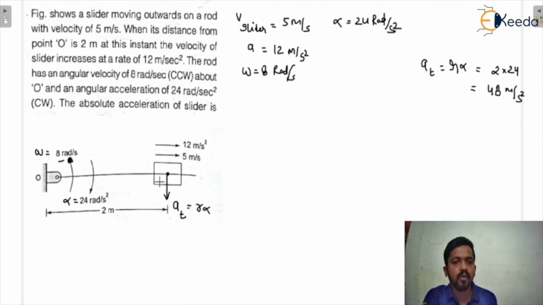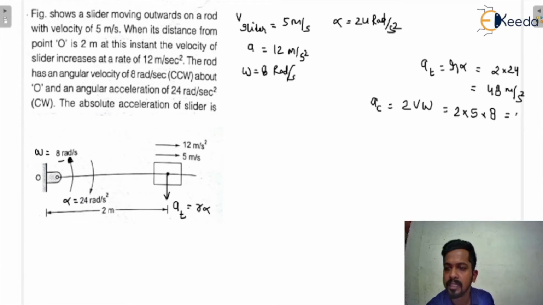This is the tangential acceleration. Now here you can see that there is a slider in sliding motion on the rotating link. So that means there would be a Coriolis acceleration generated. So we are going to calculate the Coriolis acceleration. AC is equal to 2v omega, where v is the slider velocity and omega is the angular velocity of the rotating link. So that is 2 multiplied by v, which is 5, and omega, which is 8, that is 80 meter per second square.